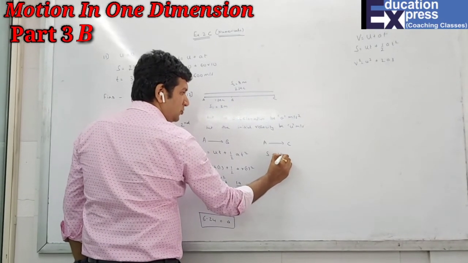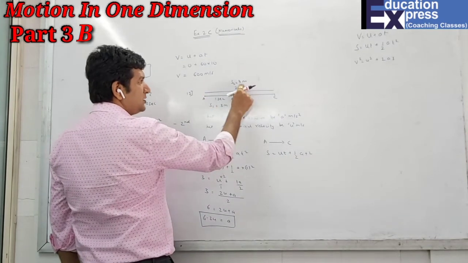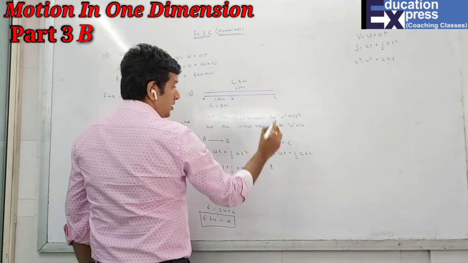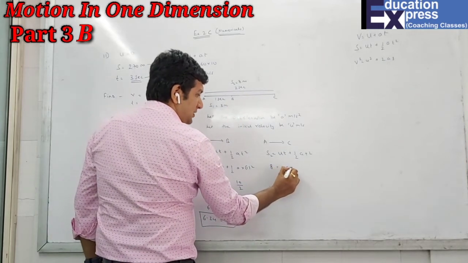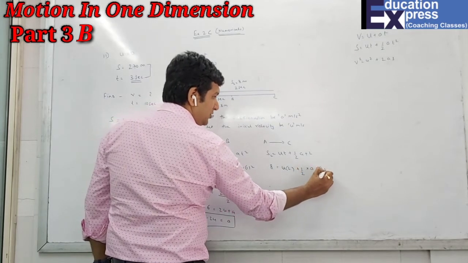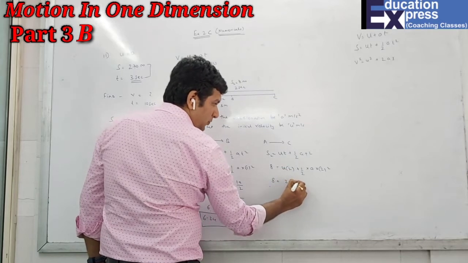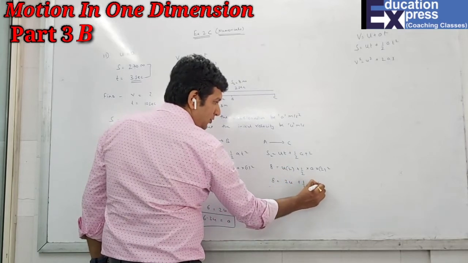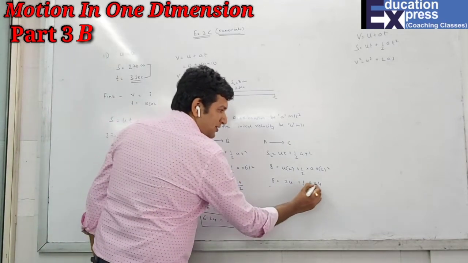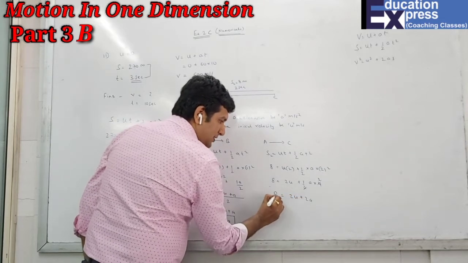Again s = ut + half a t square. In the case of A to C, the displacement is 8. Initial velocity is u, time is 2 seconds, half, acceleration not available, and time is again 2 seconds. So 8 = 2u + half a into 4. Obviously I can substitute, but afterwards, not here. I will substitute at the end. So now 2u + 2a = 8.